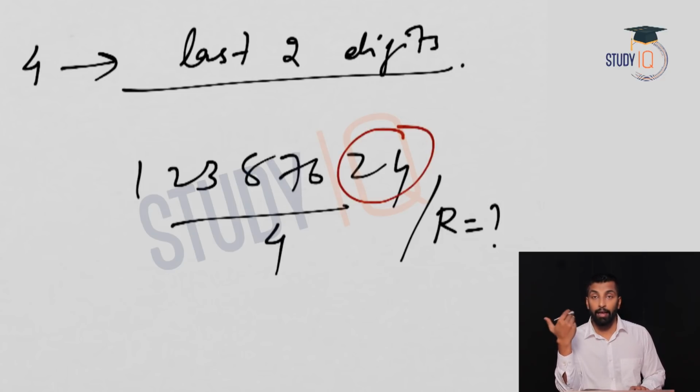This will be useful in a lot of examples. We are going to discuss many questions after these concept building sessions. Okay, so you will realize it soon. So 24 divided by 4, 0. So that means the answer for this question is 0.